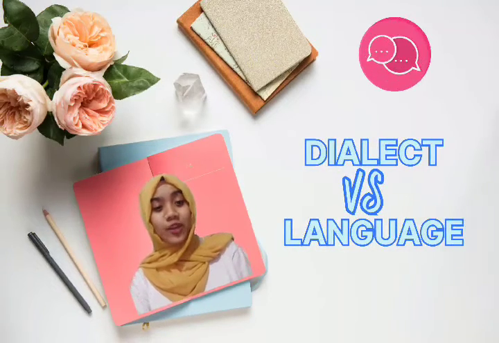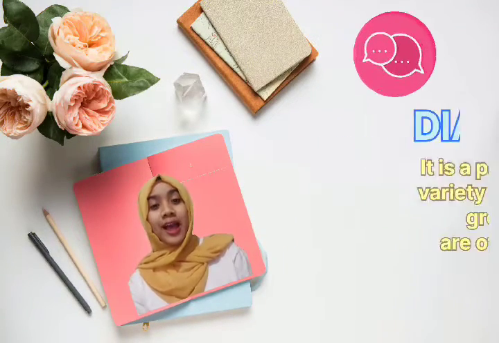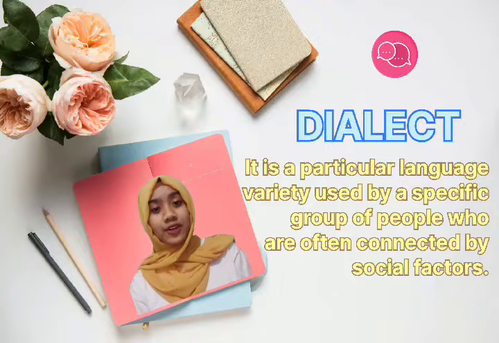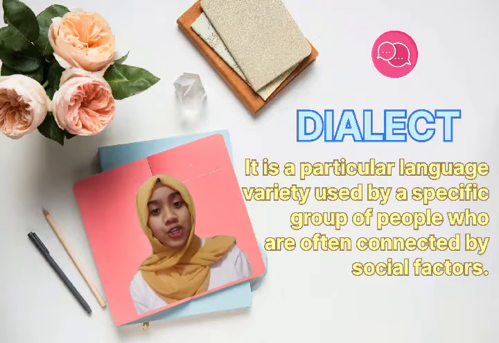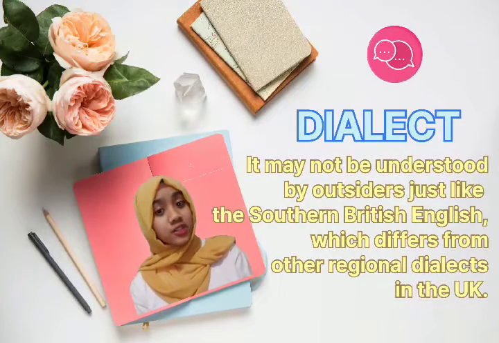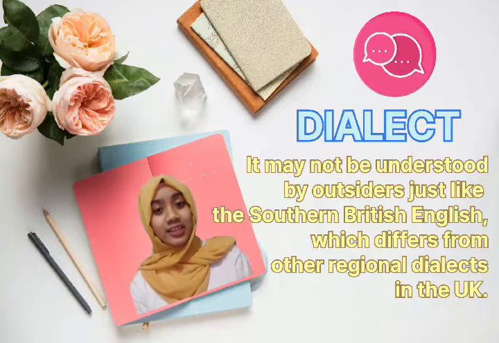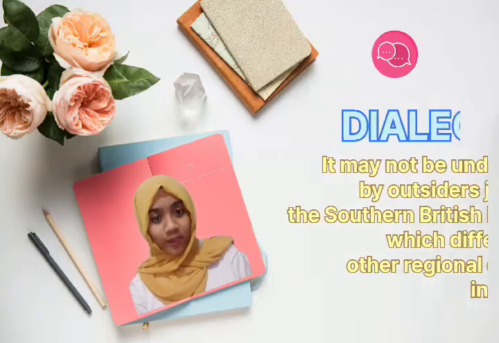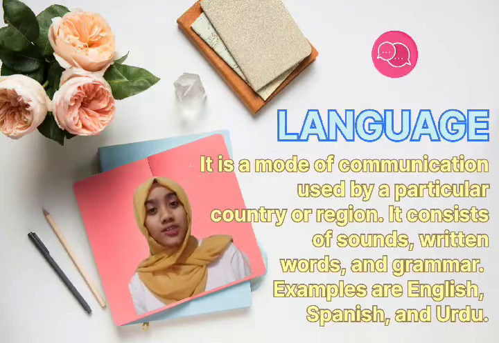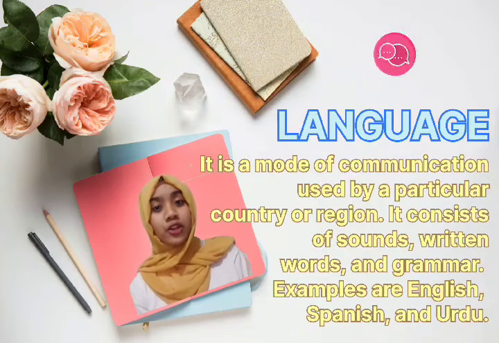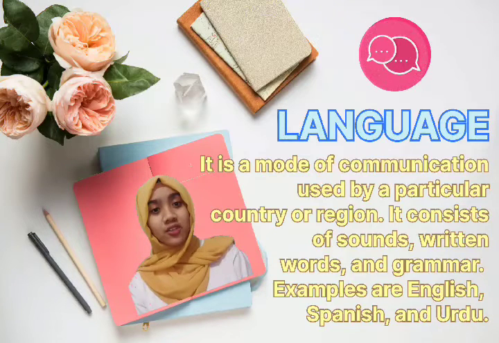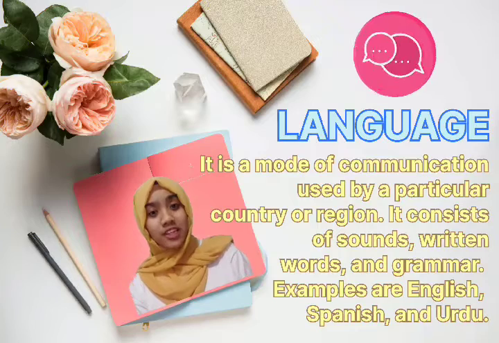Do not be confused when dealing with the words dialect and language. A dialect is a particular language variety used by a specific group of people who are often connected by social factors such as region, gender, age, ethnicity, or job. A dialect may not be understood by others. An example of a dialect is Southern British English, which differs from other regional dialects in the UK. On the other hand, a language is a method of communication used by a particular country or region. It consists of sounds, written words, and grammar. Examples of languages include English, Spanish, and Urdu.